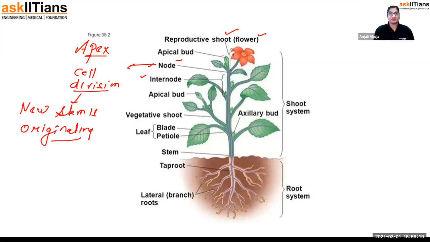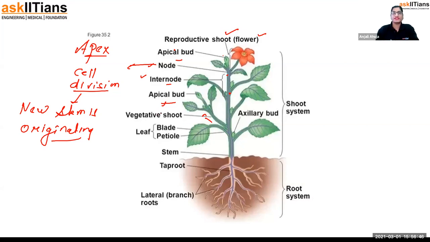After that, the next terminology that I told you is internode. The space between two nodes is known as the internode. Next is the apical bud. Apical bud is again on the apex. Apex means the terminal part, the top part. If I talk about this stem, in regard to this stem, this is the apical bud. So the apical bud is the top part in regard to wherever it is present.